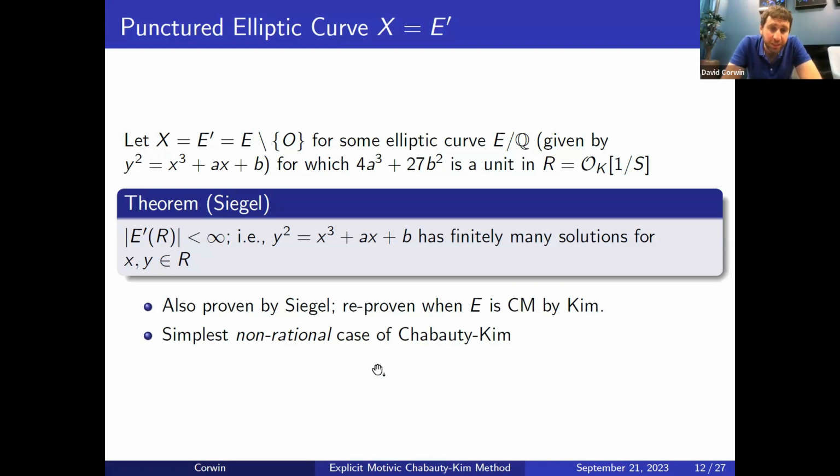And I should say this is the simplest non-rational case of Chabauty-Kim. I should also say it's the simplest non-mixed Tate case of Chabauty-Kim. So it's really a good stepping stone to higher genus curves.